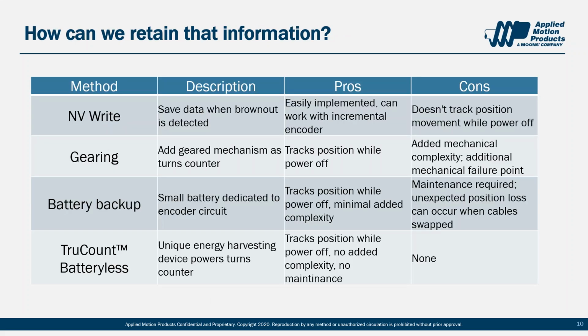So how do we retain that information? There are several approaches to saving position data on power down. The most straightforward is to simply watch your power supply, detect a brownout condition, and anticipate that you're going to lose power soon. Then you write the current position to non-volatile memory, and you're done.